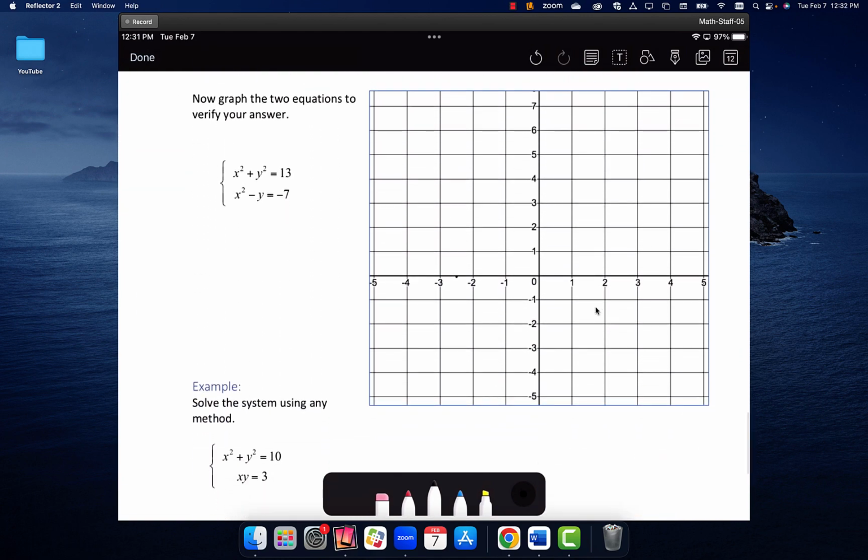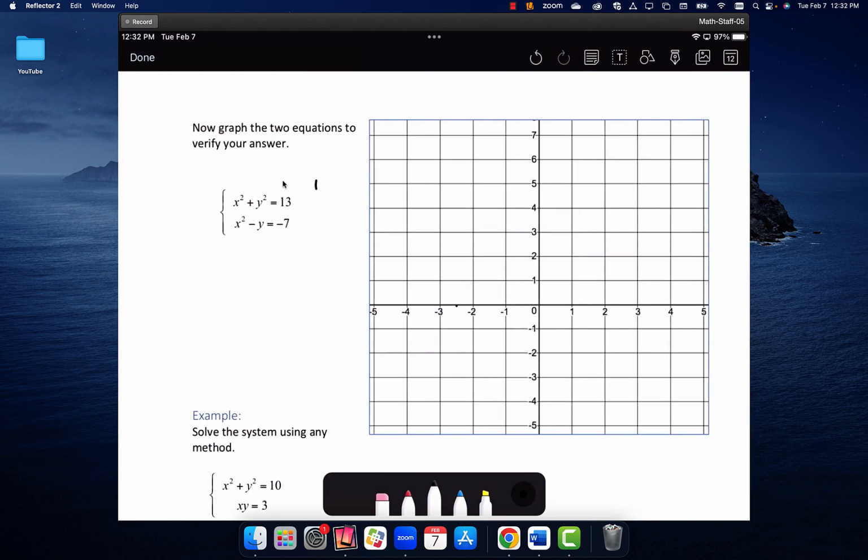So if we look at this graph, x squared plus y squared equals 13. Remember from chapter 2, this is a circle centered at the origin with a radius of the square root of 13. The square root of 13 is roughly 3.6, so roughly 3.5. So we're centered at the origin. Radius is roughly 3.5.